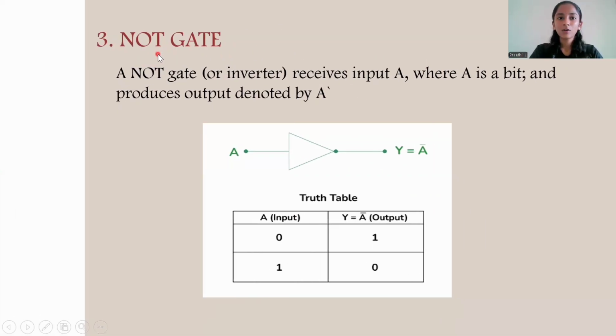And the third one is NOT gate. NOT gate is quite different from other gates because it receives only a single input and produces a single output. A NOT gate, also known as inverter, receives input A, where A is a bit, and produces output denoted by A dash. It is a complementary form of A. This is the logical symbol of NOT gate and truth table. When the input is 0, the output is 1, and when the input is 1, the output is 0.